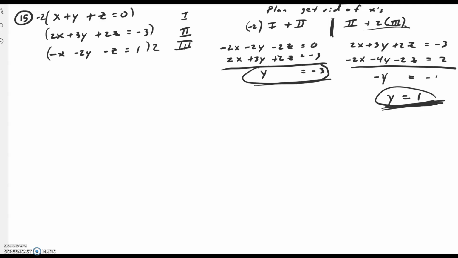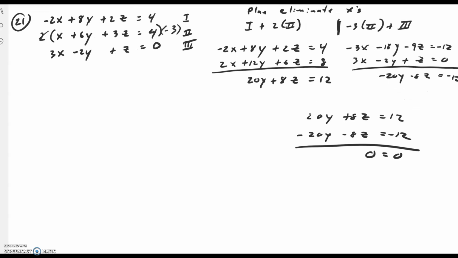Now this says y has to be 1 and only 1. This says y has to be -3 and only -3. There is no way we can have a solution that has both of those. They're contradictory. So there are no solutions in problem 15. And that's what I think you ought to write: no solutions or no solution.